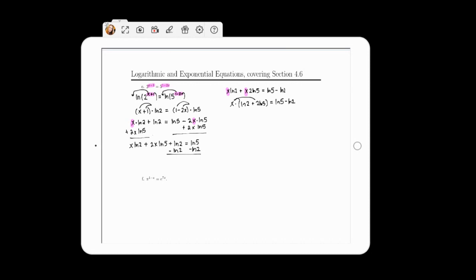It's just like if you had 5x plus 3x equals 8x, that 8 is coming from the 5 plus 3. So that's basically what I did there. So now this is perfect because I have x all by itself. And finally, I can solve for x by dividing both sides by this number, log of 2 plus 2 log of 5, which is multiplied by x.